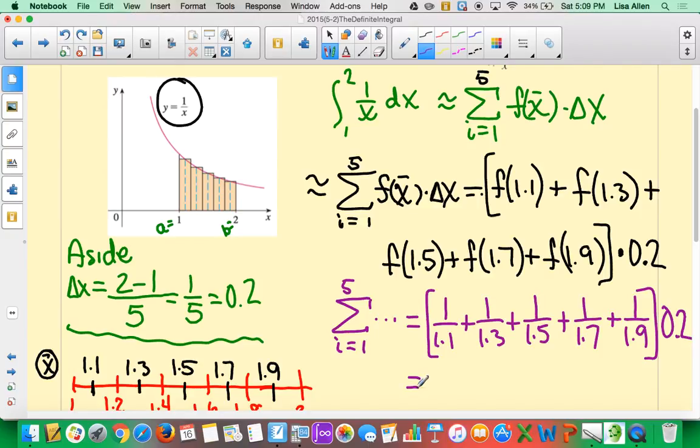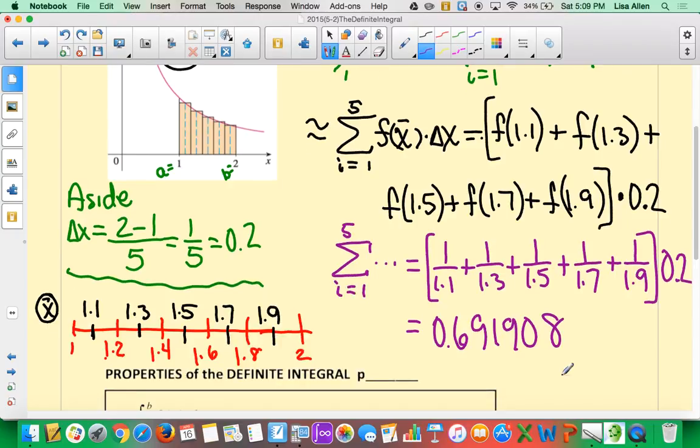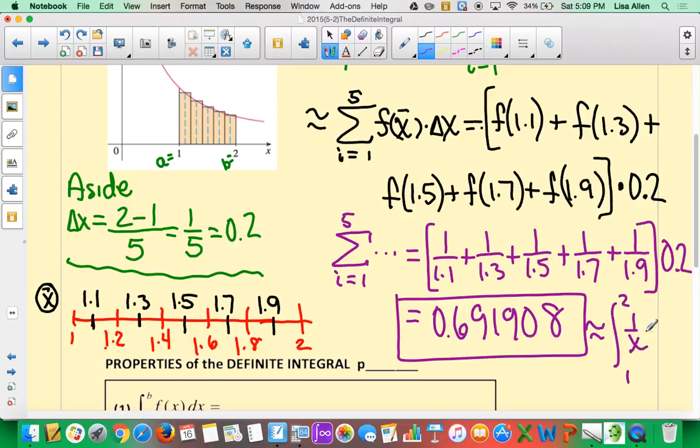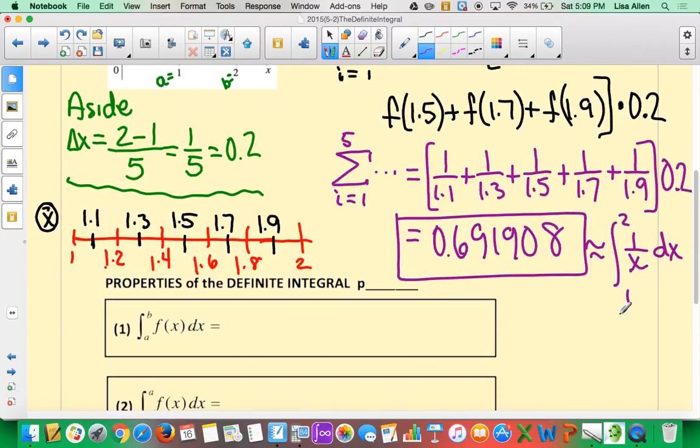We add that up using a calculator, and we get 0.691908 units. Pretty small little area, right? It's not huge. Using the summation, we get this is approximately the integral from 1 to 2 of 1 over x dx. We'll take a look at that later.